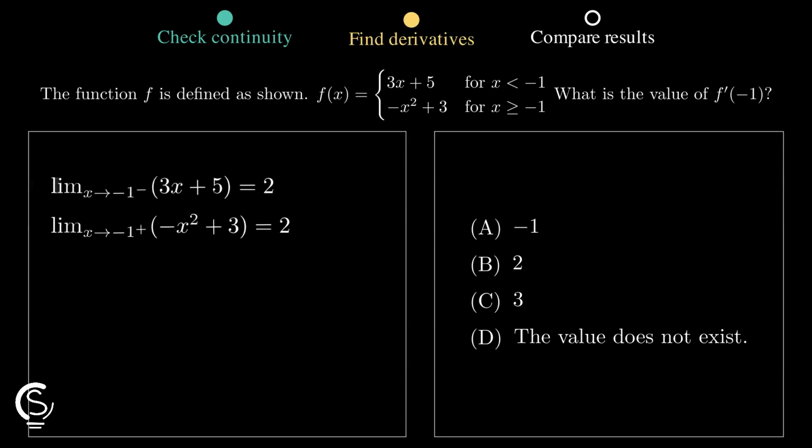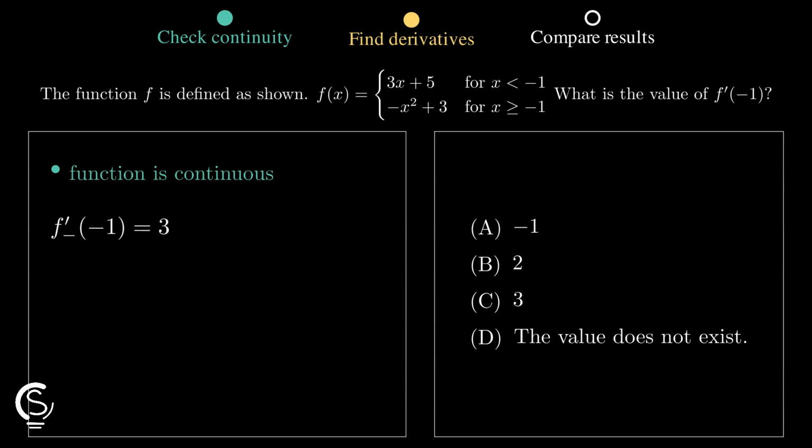Now find the derivative of each piece. The left side gives a constant slope of 3, while the right side gives a slope of 2 at -1. Boom, done!